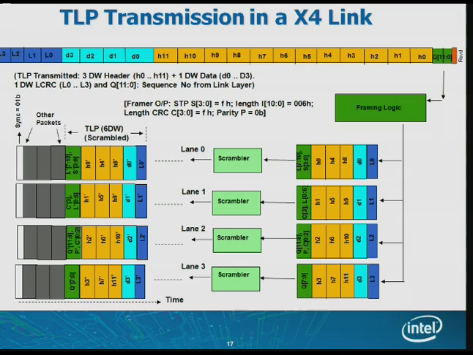And then it goes to the scrambler that scrambles all of the bits to satisfy the requirement of the DC balanced interface and provide embedded clock information. And then the scrambled information goes across the lanes and gets transmitted to the receive side. So this is an example of the transmission of the TLP packet.